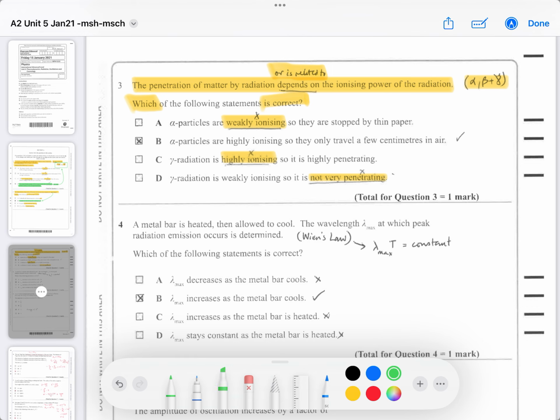So let's use the same model of the green. B is the right answer. Why? Because alpha particles are highly ionizing, opposite of the answer in A. So they can only travel a few centimeters in air, because by the time they've gone through a few centimeters of air, they've lost all of their energy by ionizing X number of molecules, atoms, whatever is in its path in air. Okay, I hope that makes sense.